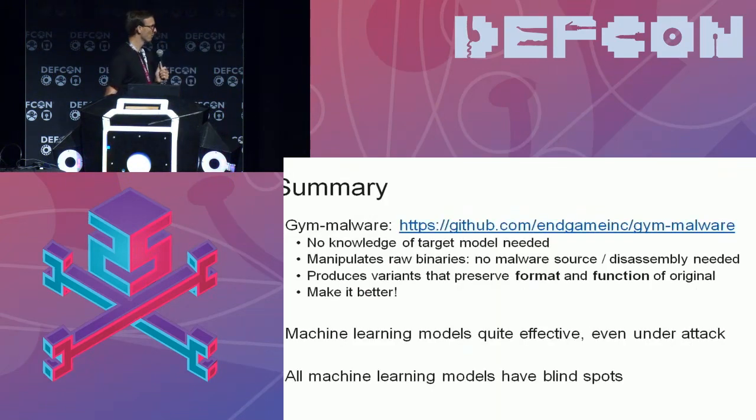All right, we're done. The summary is this. You can go to GitHub, endgameinc, gym-malware, and try this game for yourself. No knowledge of the target model is needed. We'll manipulate raw binaries and produce new binaries this world has never seen, some fraction of which may evade your machine learning model. I hope that people will contribute and make it better. We use these things at Endgame to help harden our models.